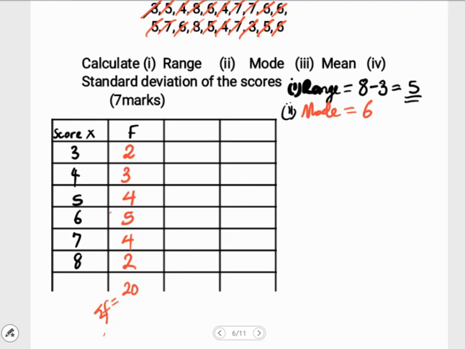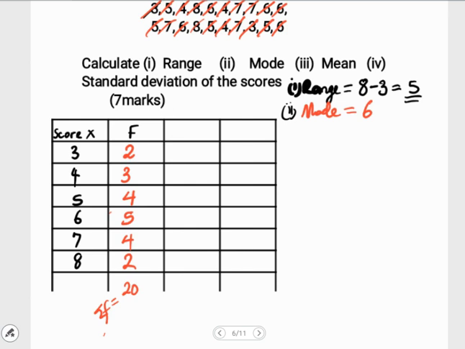Remember, it is not the frequency we are writing down as the mode. It is the score itself. So the score is 6. The frequency of this score is 5, so it appears more than every other score that we have there.